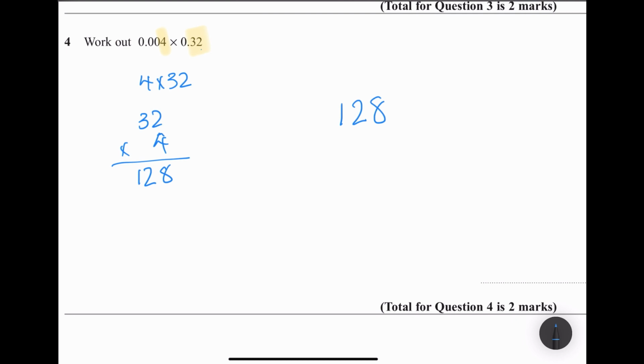I need to see how many decimal places we have here. So I've got 1, 2, 3, 4, 5 decimal places. I need to put them in. So looking at this, I've got 1, 2, 3 digits, which means I would need to put in another 2 digits to create my 5 decimal places. Decimal point goes there. That's my final answer. 0.00128.